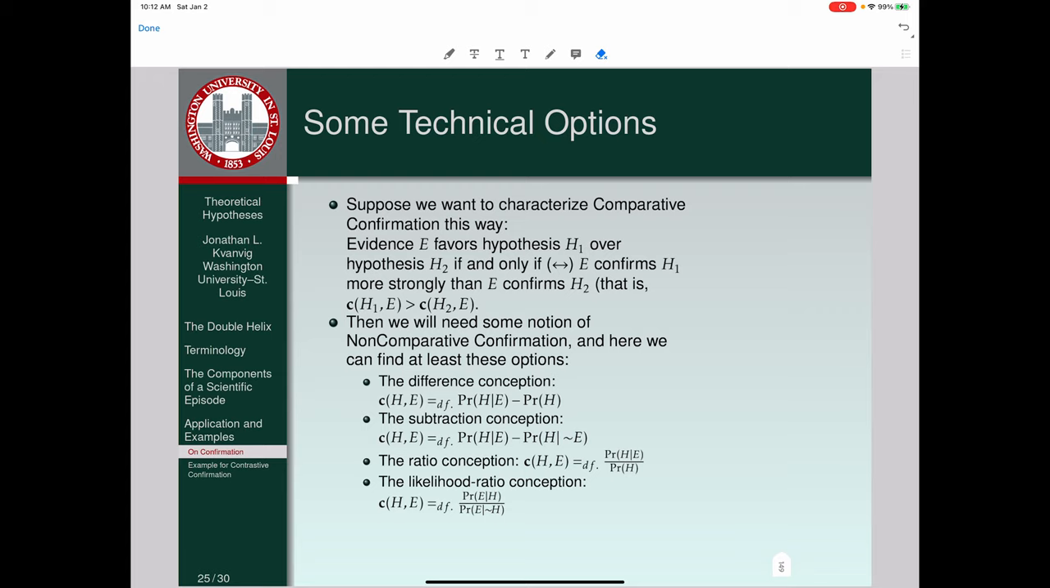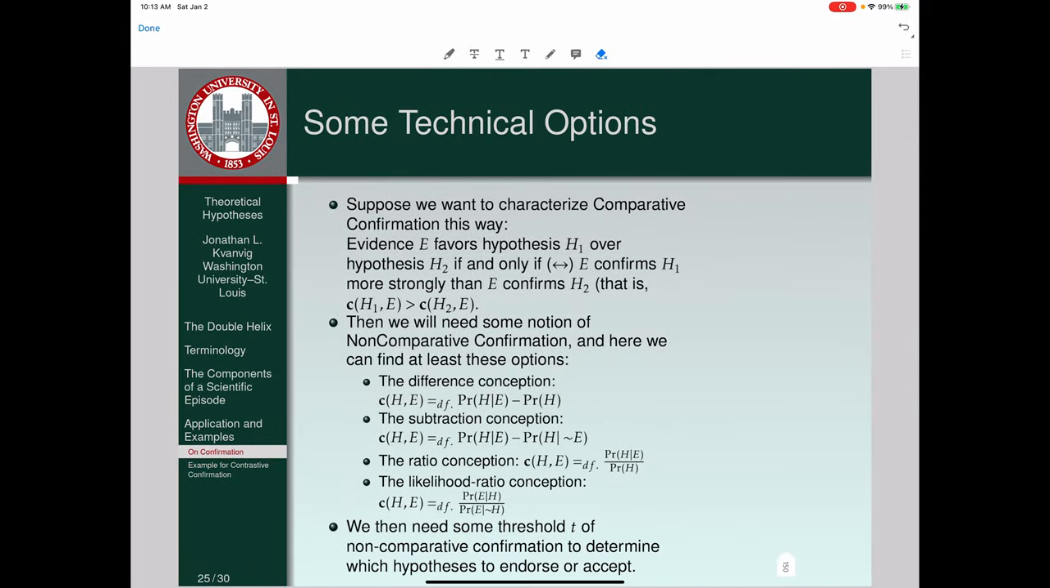We're not going to spend time evaluating each of these four and which one is the most promising. But it's fair to say that moving from the difference subtraction conceptions to the ratio and likelihood ratio conceptions mirrors the development of understandings of confirmation in the history of statistics. It doesn't mean the likelihood ratio conception is without difficulties and controversies, but it certainly has advantages over the other conceptions. In any case, whatever you say about non-comparative confirmation, you need some notion of non-comparative confirmation in order to characterize comparative confirmation. And it turns out that most scientific episodes are best understood in terms of some notion of comparative confirmation anyway.